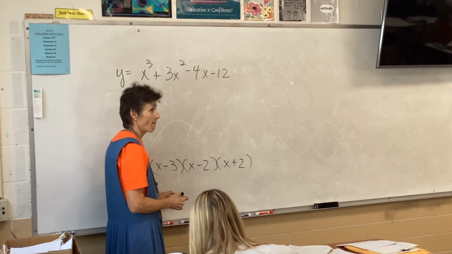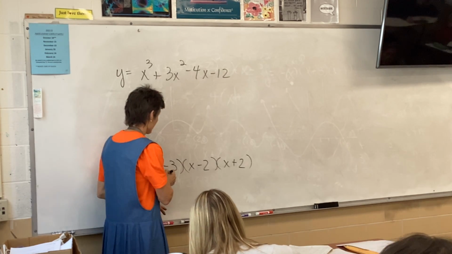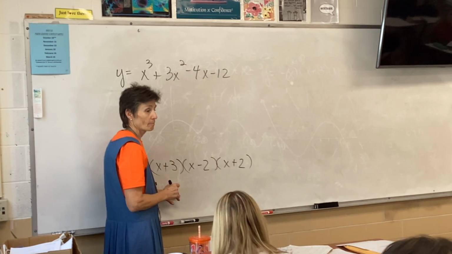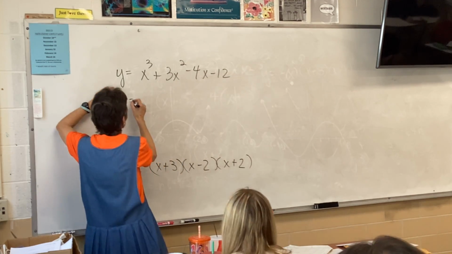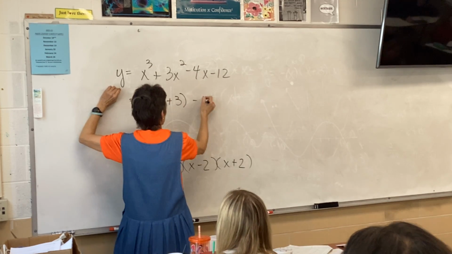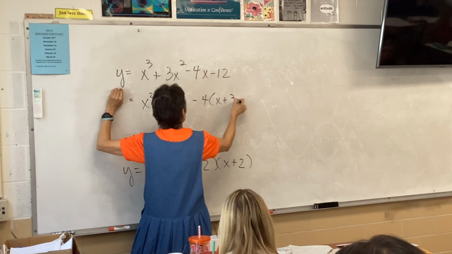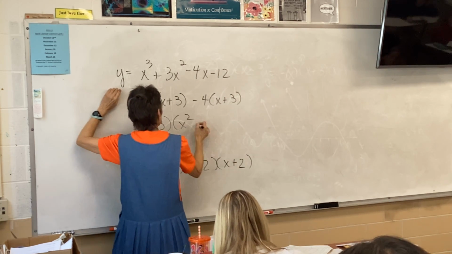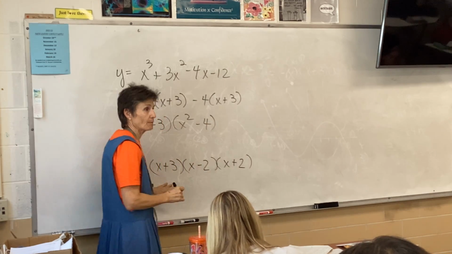What? Should be X plus 3? Yeah. Well, let's check real quick. Take out an X squared and a -4. I think it is X plus 3. And the rest of it, I think she did great on. I think that's it, right?